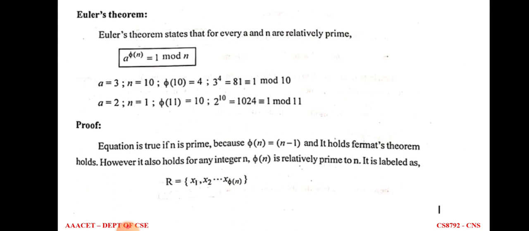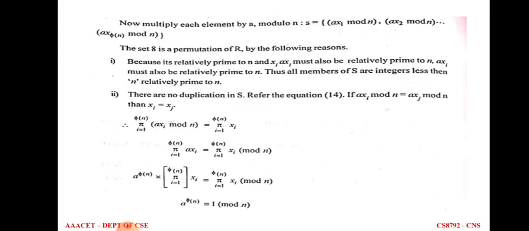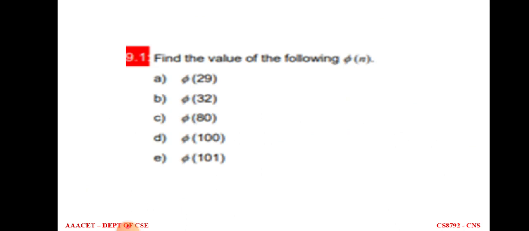The main point in Euler theorem is the Euler totient function phi of n, and here a and n are relatively prime numbers. So these are some of the formulas. Here you have to find the Euler totient function phi of 29, phi of 32, phi of 80, phi of 100 and phi of 101. So you have to write these problems and tell the answer. Before finding the function you have to check whether the given number is prime or not. If the number is prime you have to follow rule 2. If the number is not prime you have to go with the third rule. If the number is in the power form then we will deal with the fourth rule.